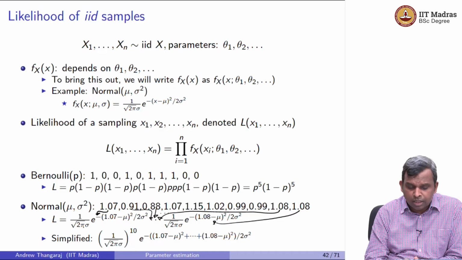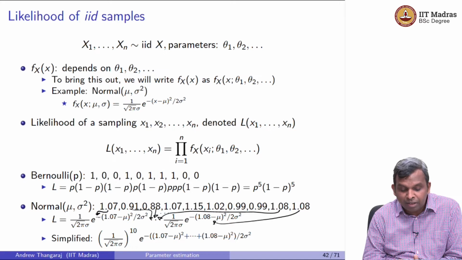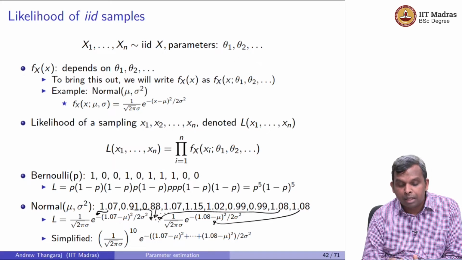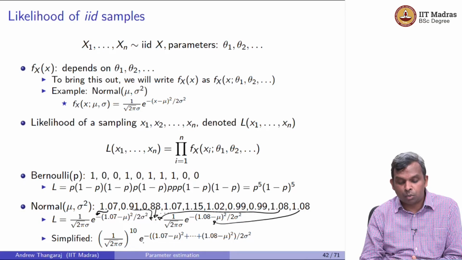The first thing I notice is that 1 by root 2 pi sigma occurs in every term. How many terms are there? Ten of them. So multiplying them together, I get 1 by root 2 pi sigma raised to the power 10. Then e power minus occurs 10 times, so I can add up all the arguments and write just one e power, with 1.07 minus mu squared plus so on, the whole thing divided by 2 sigma squared. Both of these are the same simplification applied.